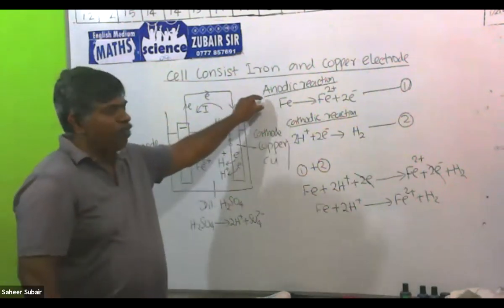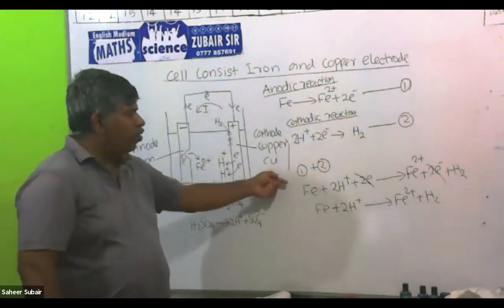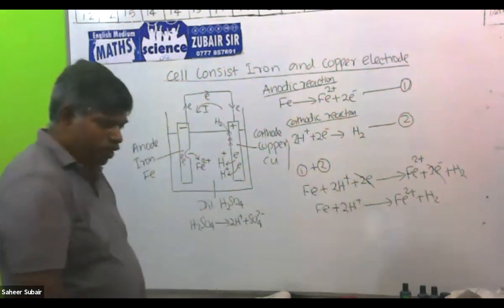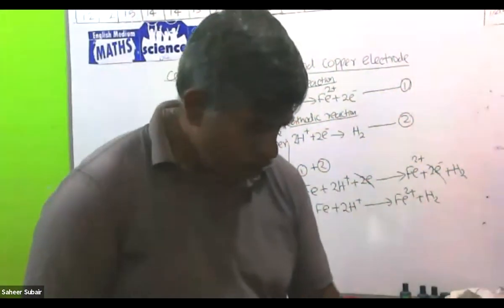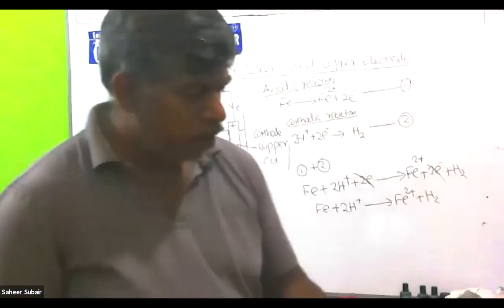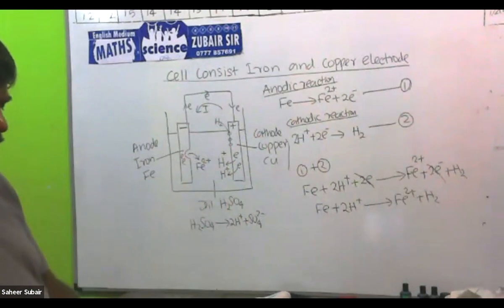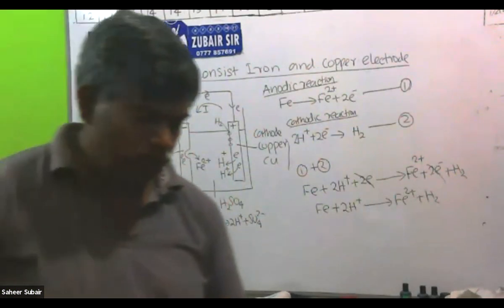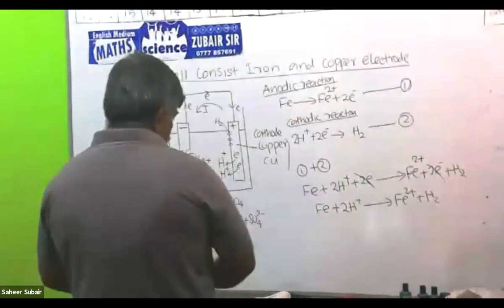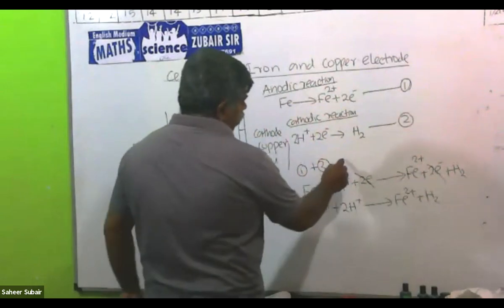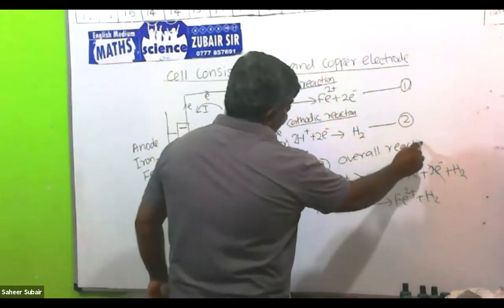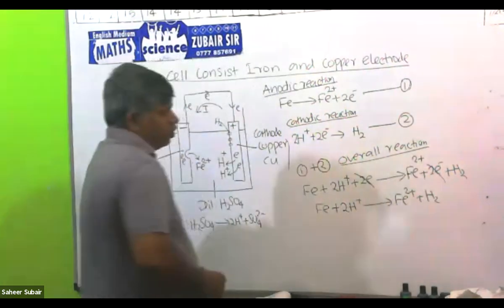So this is one half reaction, this is another half reaction. When you add 1 and 2, you get the overall reaction. So you can copy this down. I have given the diagram, then reaction in anode, reaction in cathode, overall reaction. By adding 1 and 2, you can write the overall reaction. So this is the overall reaction. Only these 3 steps.